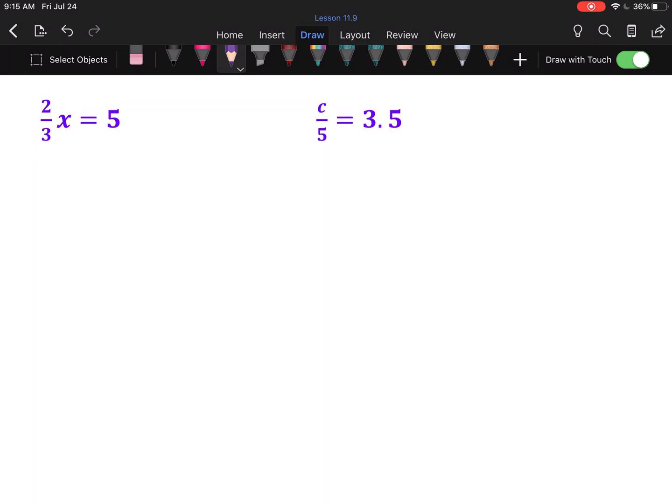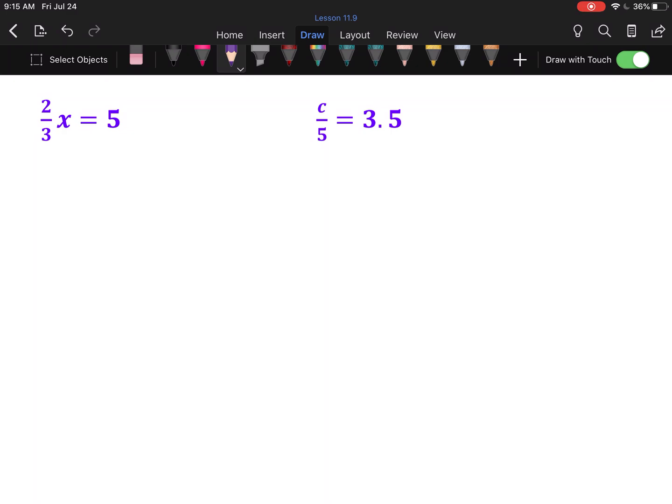My next example says 2/3 x equals 5. And this is going to mess with you. You're going to not like me. Because 2/3 x is multiplication. But we're not going to solve this by division. Here's why. What is multiplied with x? The fraction 2/3. Can we divide by a fraction?